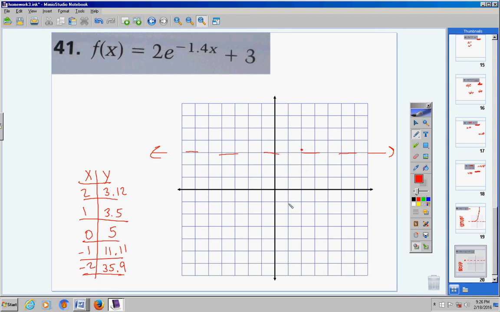Now my first point is 2, 3.12, right here. My next point is 1, 3.5. My next point is 0, 5. My next point is negative 1, 11. So about up here. And then obviously we're not going to plot this point here. Negative 2, way up here. So there's my nice curve coming down right here. Looks like an exponential graph to me, getting closer and closer to the horizontal asymptote, but never crossing it or never touching it. Okay?